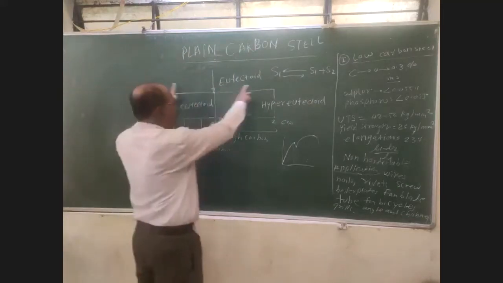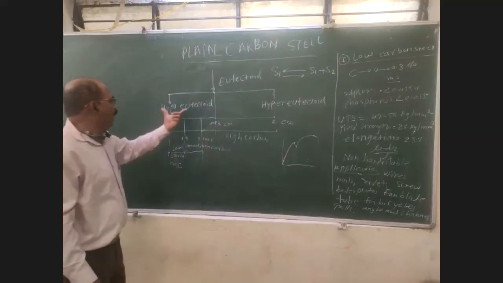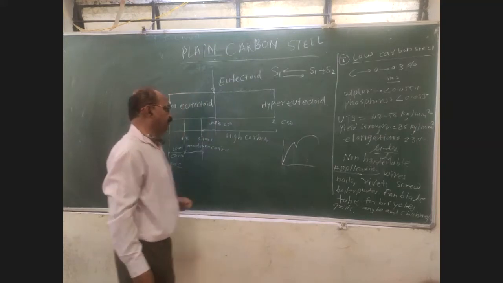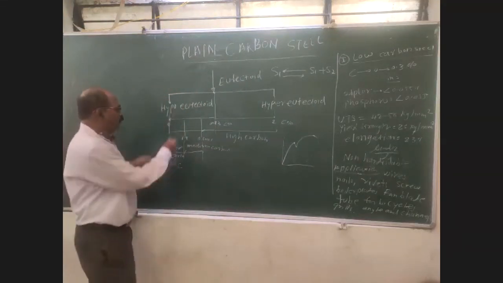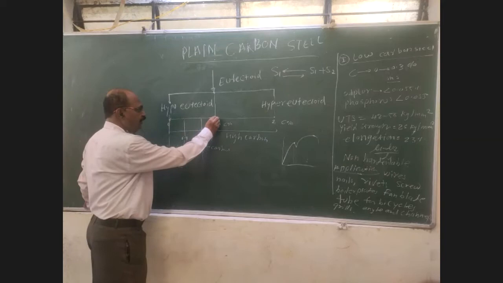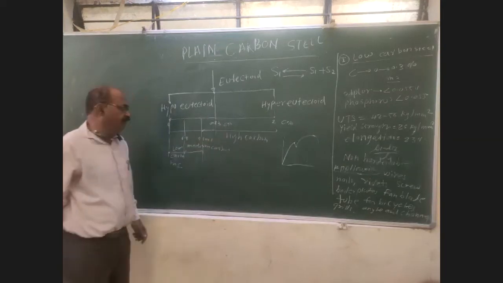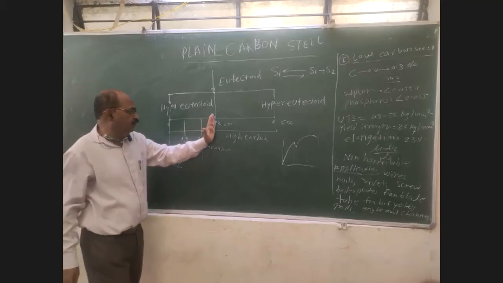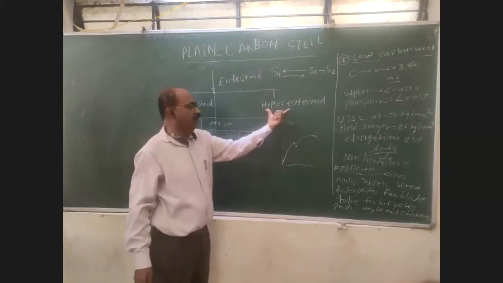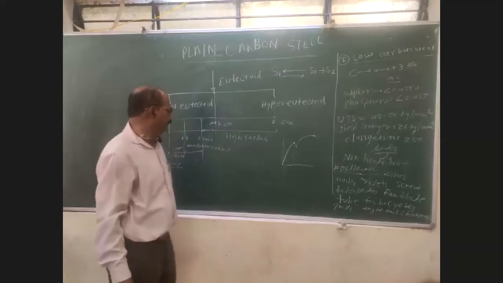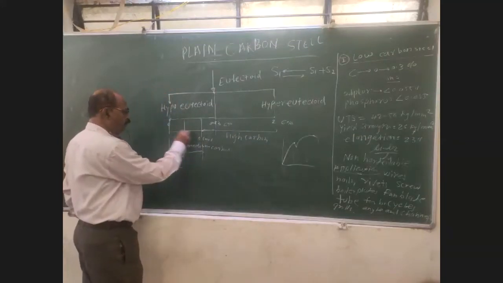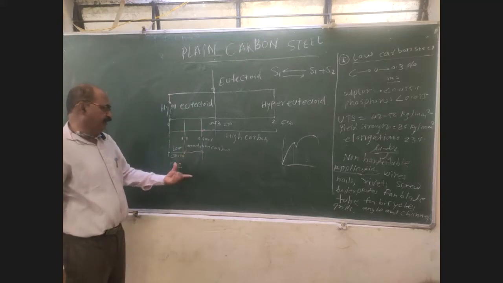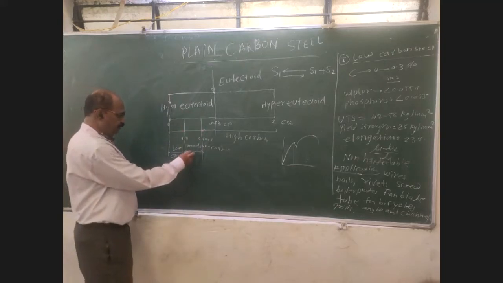It is classified into two: hypoeutectoid and hypereutectoid. So from 0 to 0.83% carbon, it is called hypoeutectoid, and from this to this, it is called hypereutectoid. Now, from 0 to this, again, it has been classified into three categories.